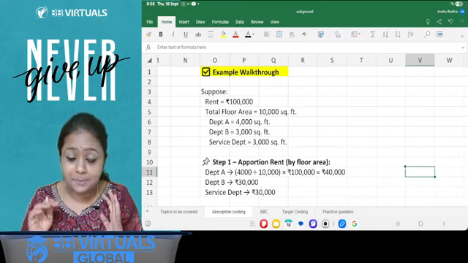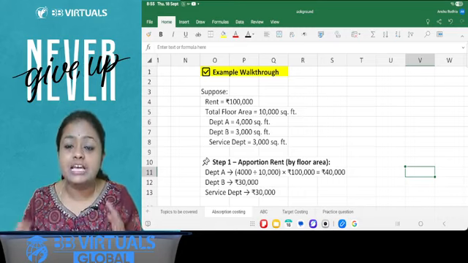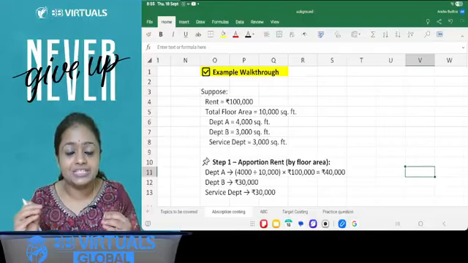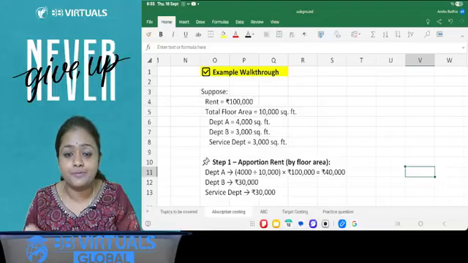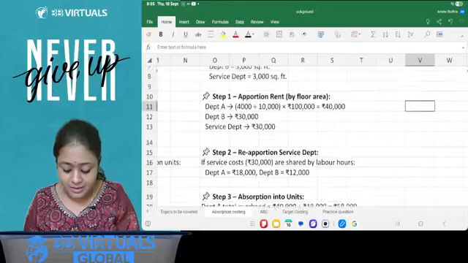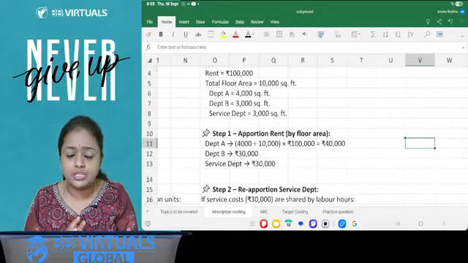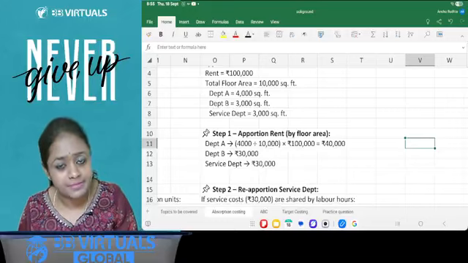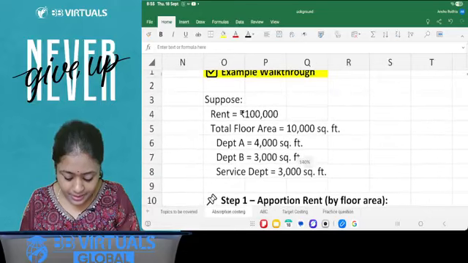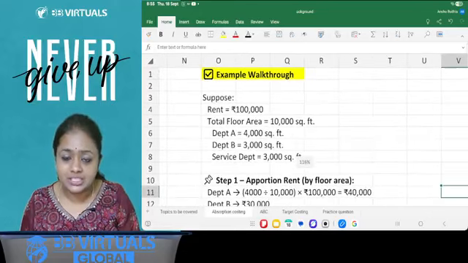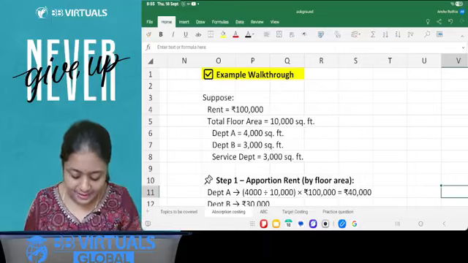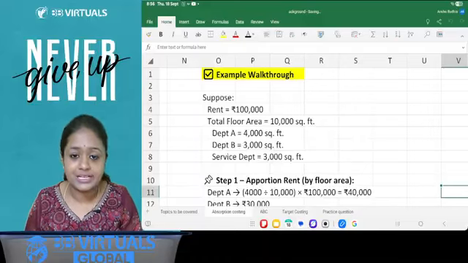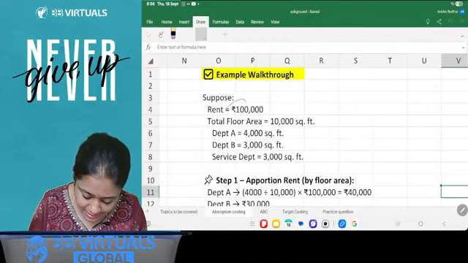Okay, so this is a simple illustration that I've created so that it is absolutely crystal clear in your mind. Let's go to step 1, step 2, step 3: apportionment, reapportionment, and absorption. A very bird's eye view I'm taking here. Now look here. Suppose I've just taken one overhead, which is rental, an expense of 1 lakh.